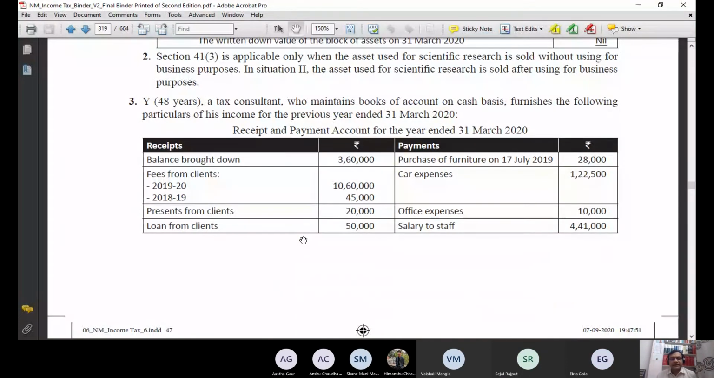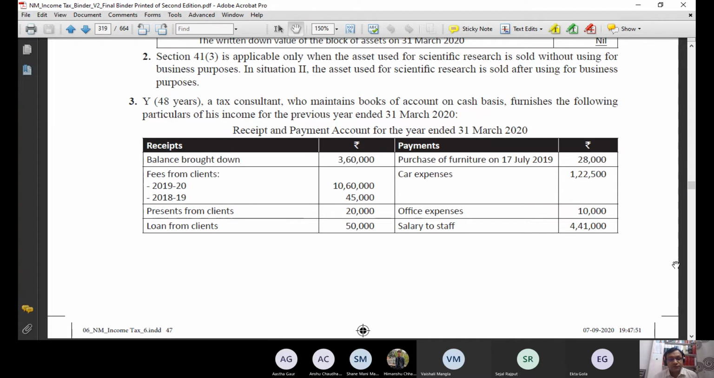Y, 48 years, a tax consultant who maintains books of account on cash basis. Again, note the word cash basis. He furnishes the following particulars of his income for the previous year ended 31st March 20. Receipt and payment account. So now there is no P&L account given. There is a receipt and payment account. That means it is a cash account.